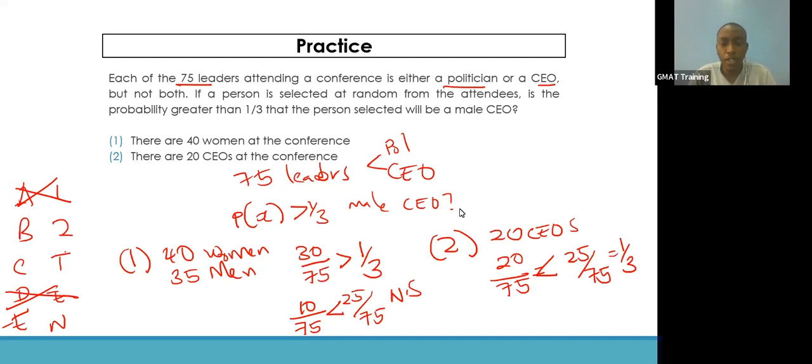So if we had to even say all the CEOs that you've selected, 20 CEOs are male, then there'll still be less than a third. Any value less than those are CEOs. If you have 2 CEOs being women and the 18 being men, then you still have less than a third. In this case, this statement is sufficient. And we'll have B as an answer to this question.